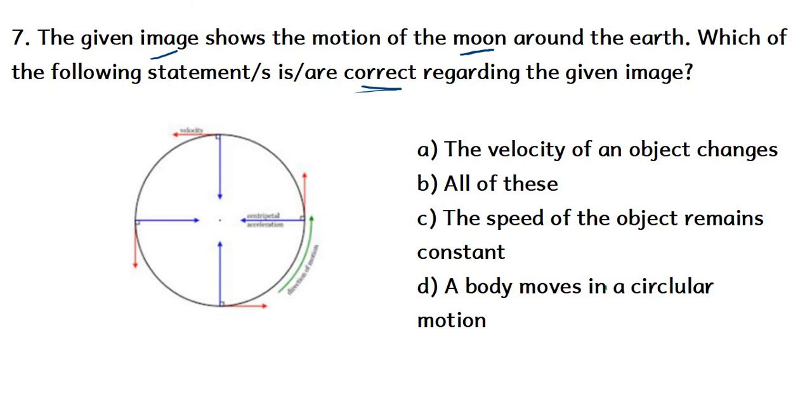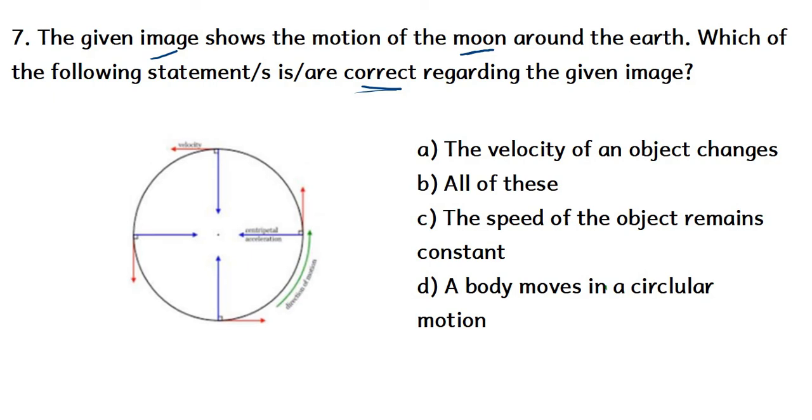A moon is moving around the earth in a circular path. So we can read statement D: a body moves in a circular motion. It looks like this statement is correct. Now, if an object moves in a circular motion, the moon has a fixed speed at which it is revolving around the earth. So the speed of an object remains constant is also a correct statement.